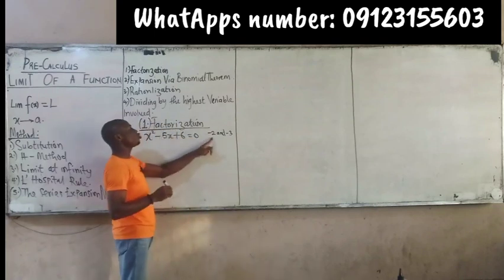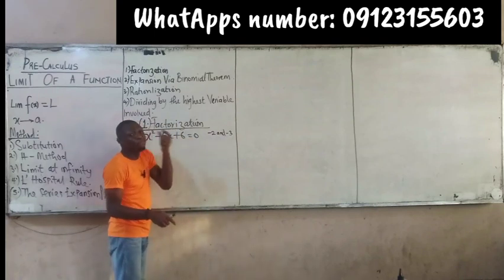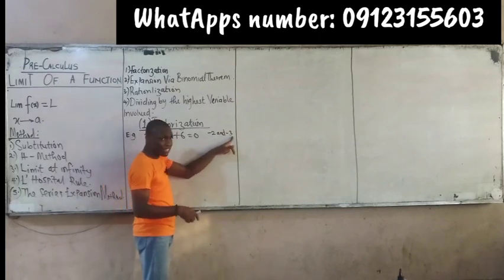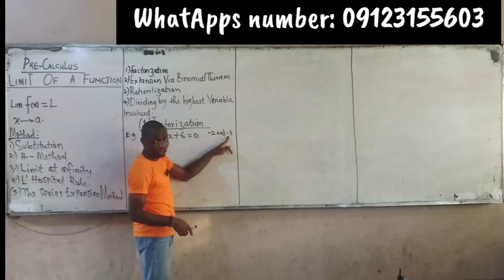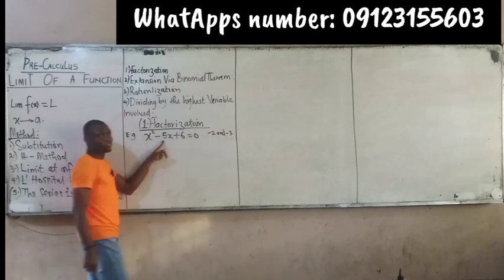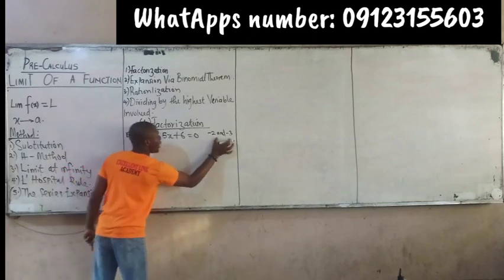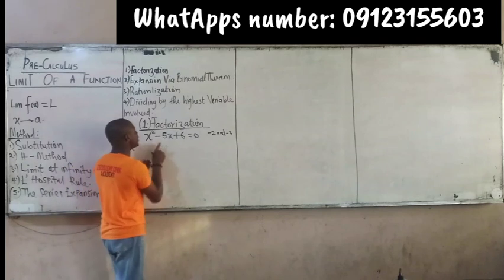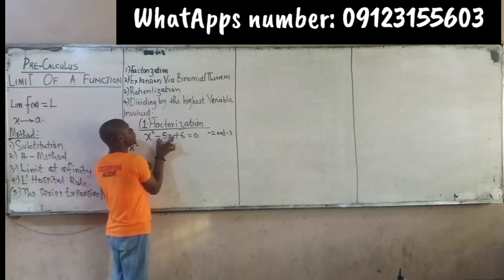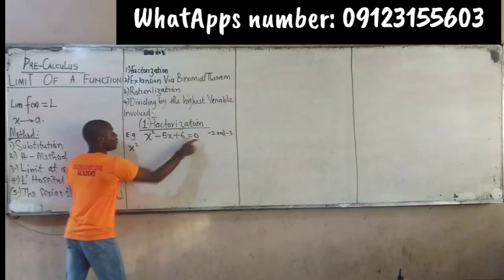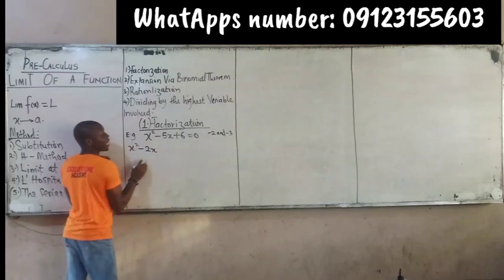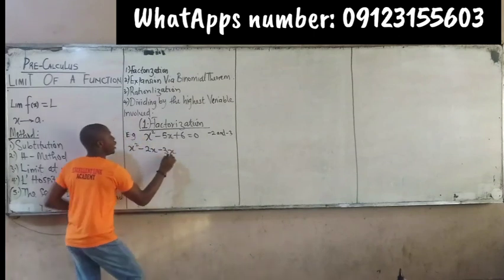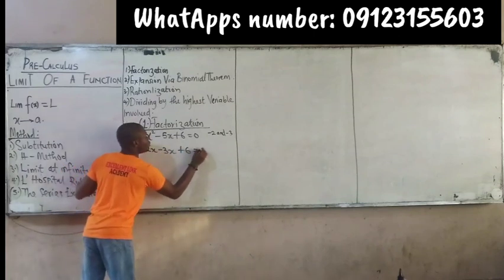Minus 2 times minus 3 gives me plus 6. Minus 2 plus minus 3 is minus 5. Hence, I will replace these two values. I'll have x squared, and instead of writing minus 5x, I replace it with these two terms: minus 2x, then minus 3x, then a positive 6 equal to 0.